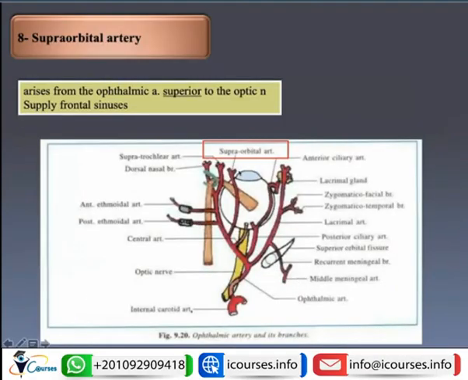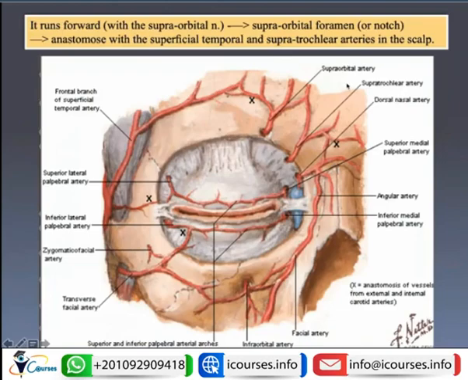Then it also gives the supraorbital artery, which arises from the ophthalmic artery as it passes superior to the optic nerve to supply the frontal sinuses. The supraorbital artery passes forward to emerge from the supraorbital foramen or notch and anastomoses with the frontal branch of the superficial temporal artery and with the supratrochlear artery.